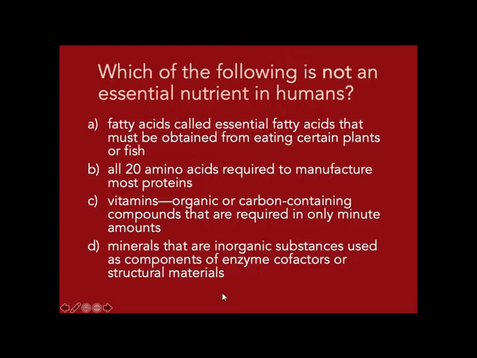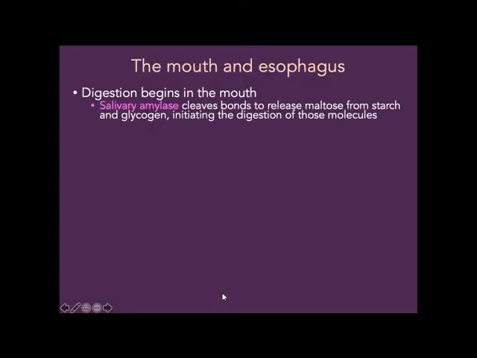Yeah. What about B, all 20 amino acids required to manufacture most proteins? I think that's the answer because we can make some of those amino acids. We just can't make all 20 of them. Right. Okay. So not all 20 amino acids are essential. Some we can make ourselves, but some of those are essential. So that statement is not correct.